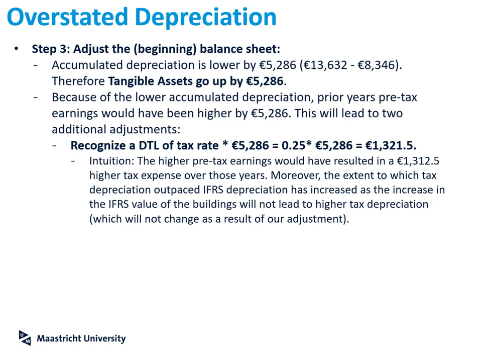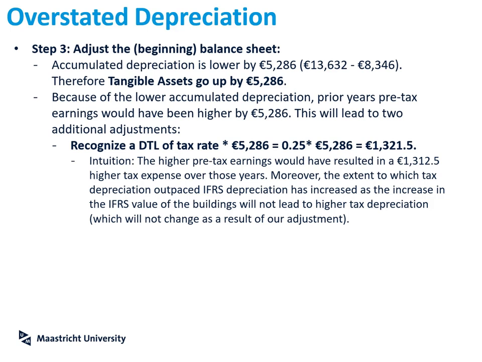Now, why would this be? If you think of what this means, over those past years, we would have earnings that are higher by 5.286 billion. And that should also mean that the tax expenses over those years should have been higher as well, by 25%, the tax rate times this difference.